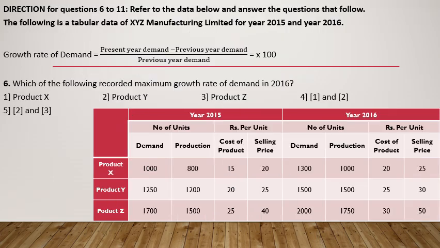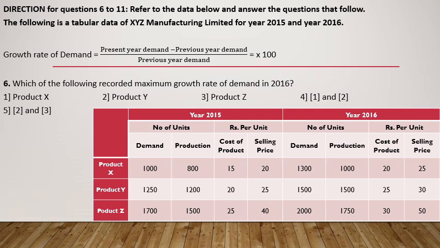Okay, so question number 6. Refer to the data below and answer the questions that follow. The following is tabular data of XYZ Manufacturing Limited for year 2015 and year 2016. Here, growth rate of demand is equal to present year demand minus previous year demand, divided by previous year demand, multiplied by 100. If you look at the table, there are three products X, Y, Z in 2015 and 2016.